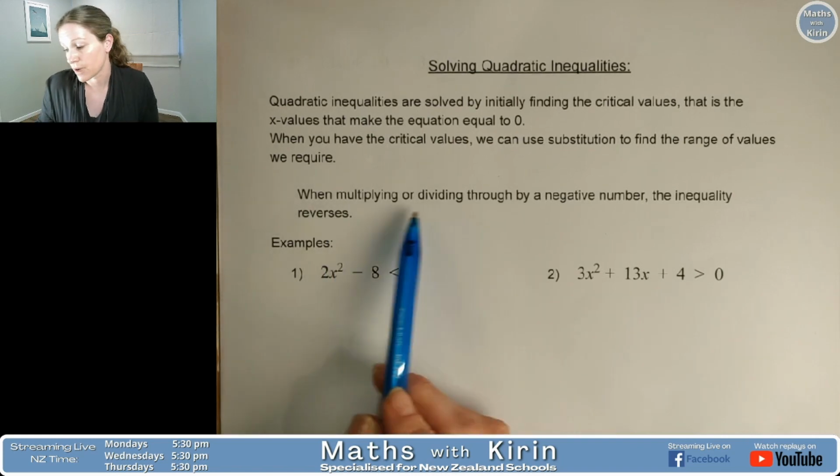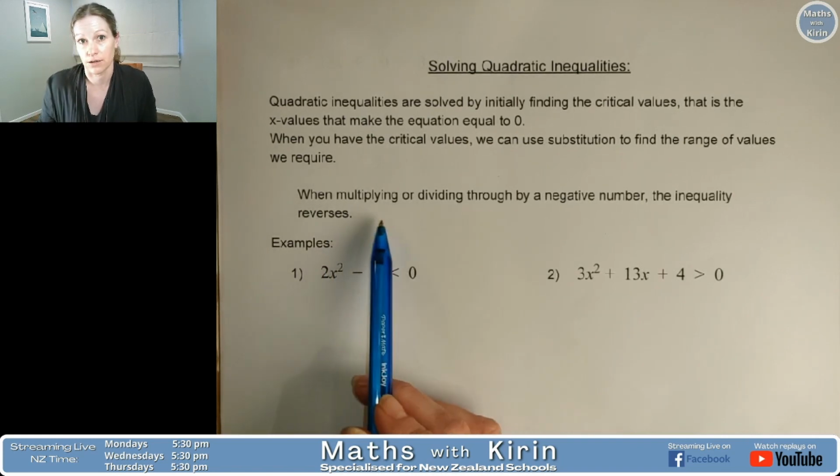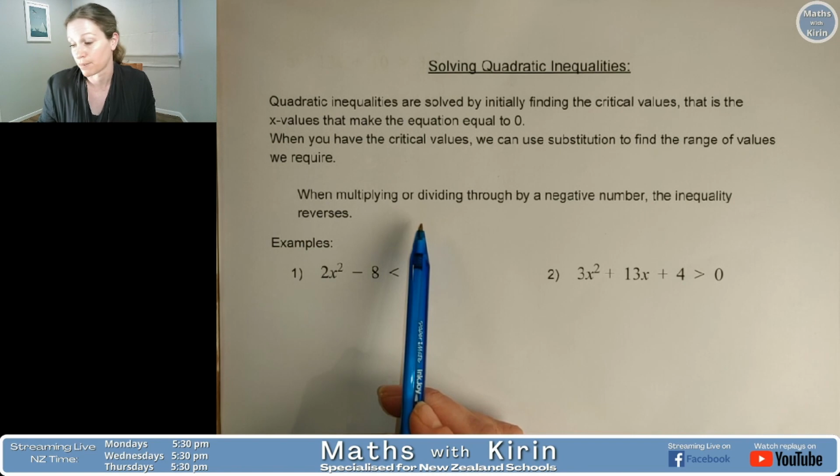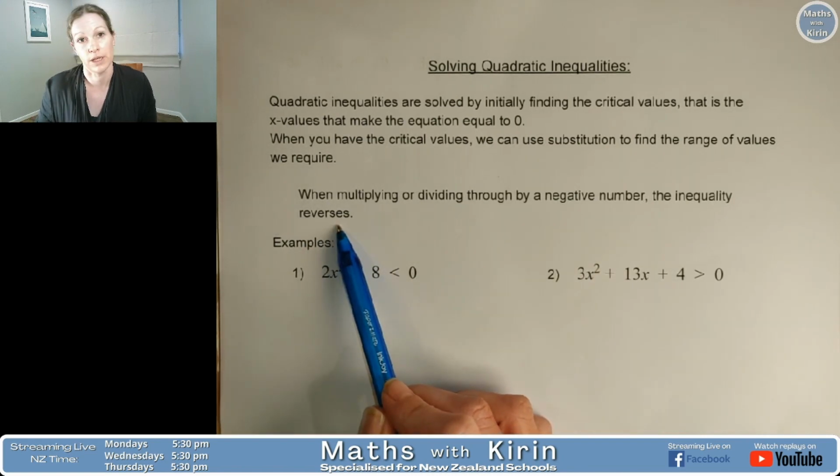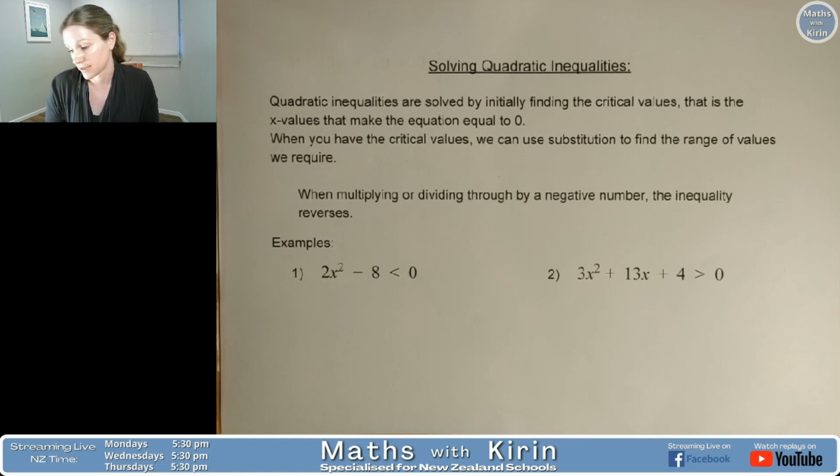We do need to remember if we're going to multiply or divide the whole inequality through by a negative number, we still need to reverse the inequality just like we did with those linear inequalities in that last lesson.